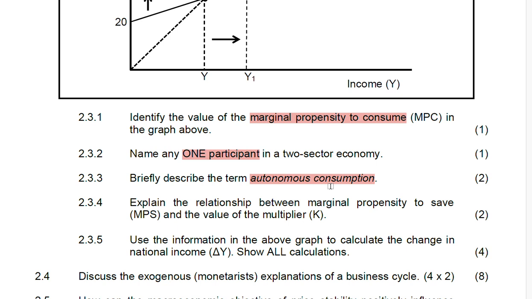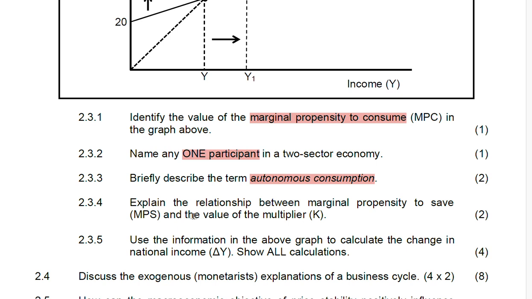However, now you need to explain, you are describing. So in your description, you're going to say it's the level of consumer spending that is independent of the level of income. It doesn't matter whether you are earning 100,000 or 50,000, you need those levels of consumption.